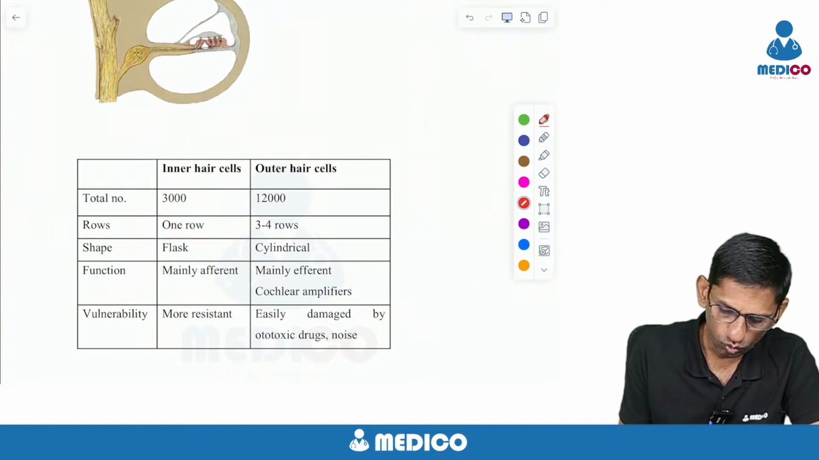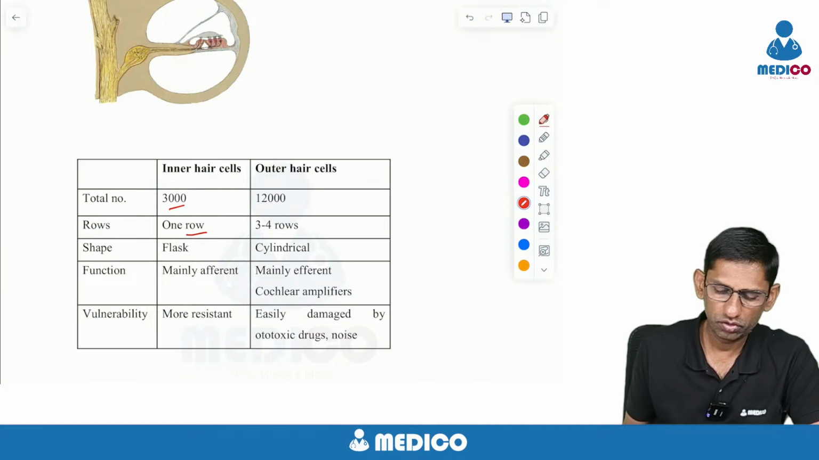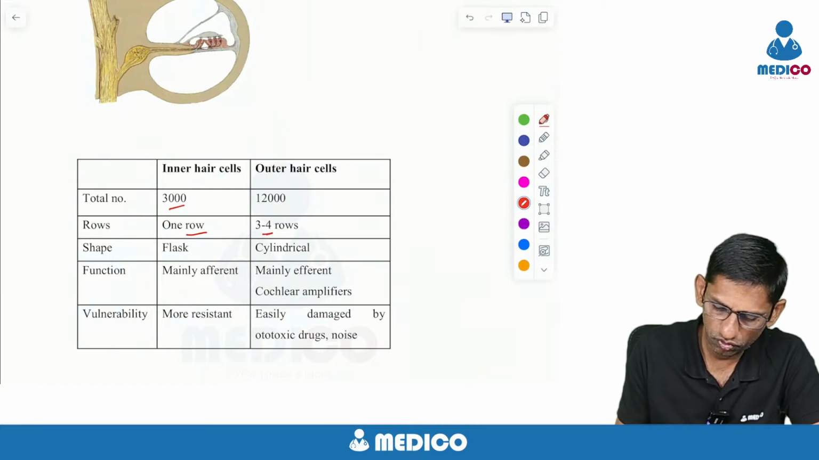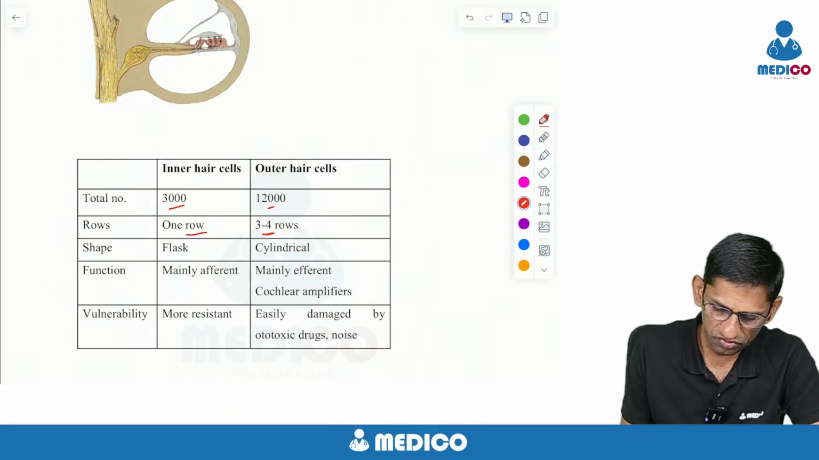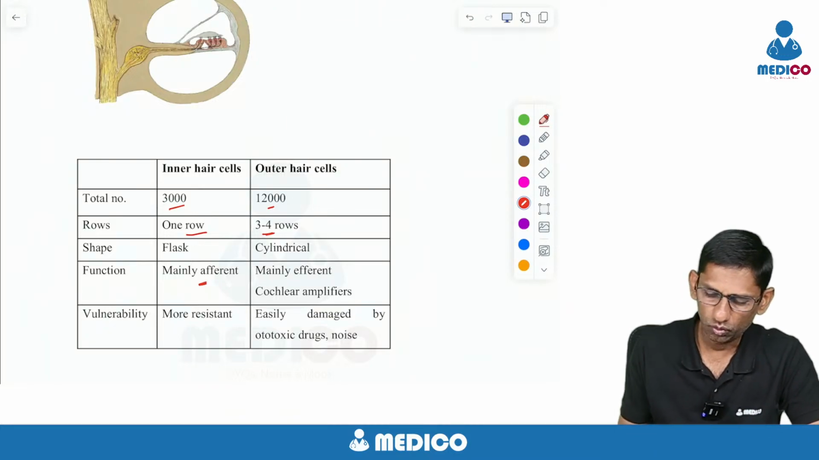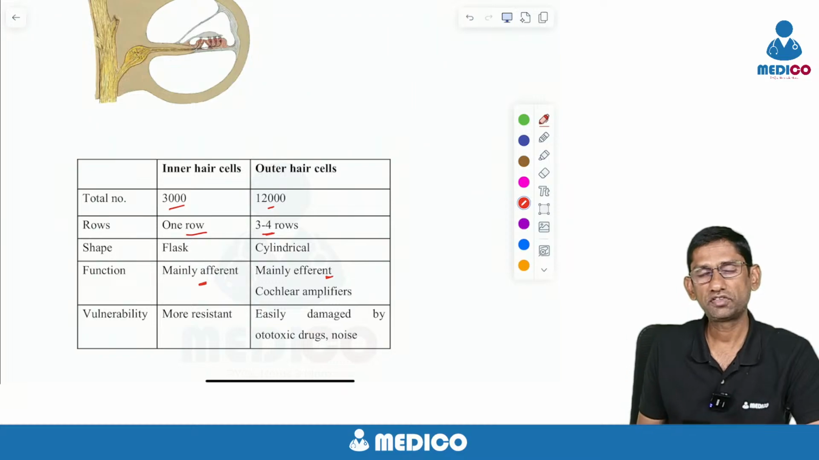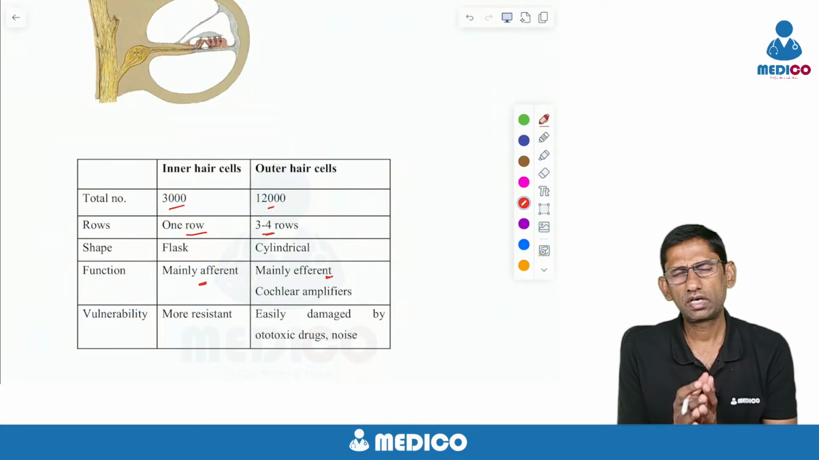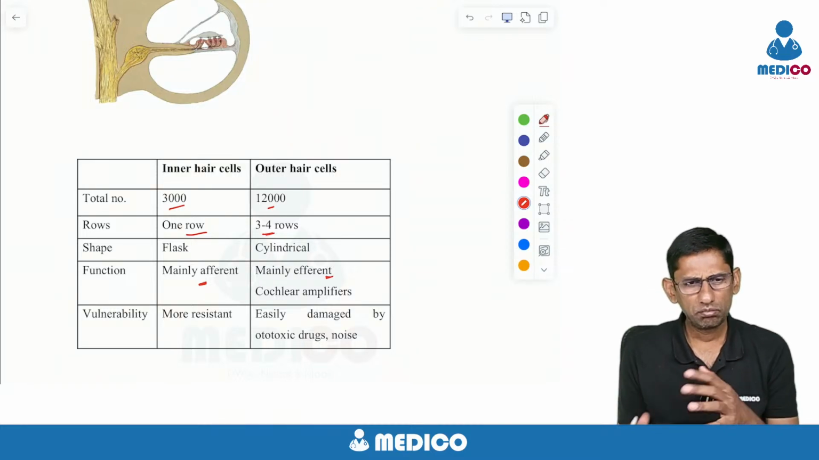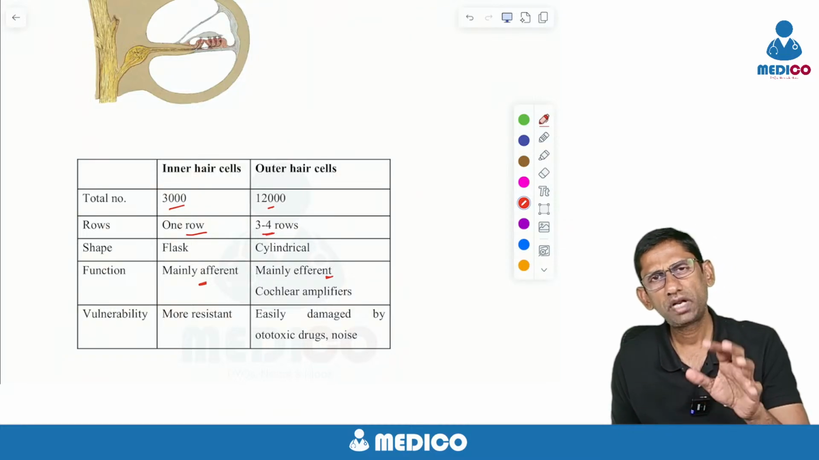Inner hair cells are one row and it is around 3000, and outer hair cells are 3 to 4 rows and it is around 12,000. And these inner hair cells are mainly afferent and outer hair cells are efferent in nature. It modifies the functions of cochlea. They are called cochlear amplifiers. It can modify the vibration of the basilar membrane.